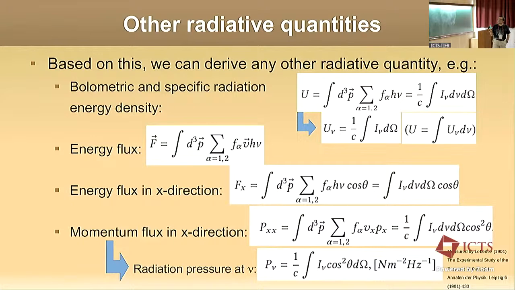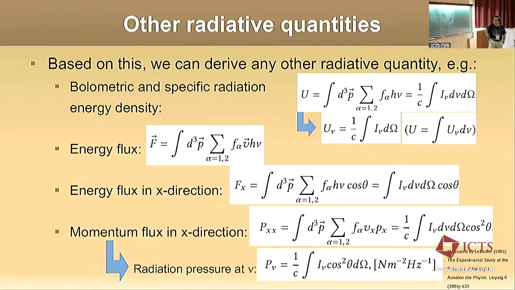You can also do the energy flux in a particular direction by just projecting in that direction. So if the angle between the area and the flux direction is theta, you get an additional cosine because of the projection. You can also do a momentum flux in a particular direction. In this case, you project both the velocity and the momentum, so you get twice the projection angle.